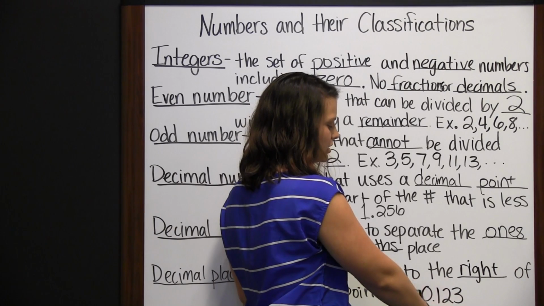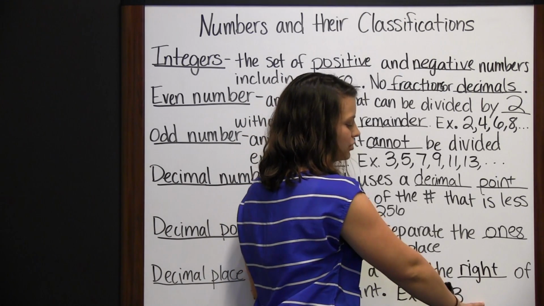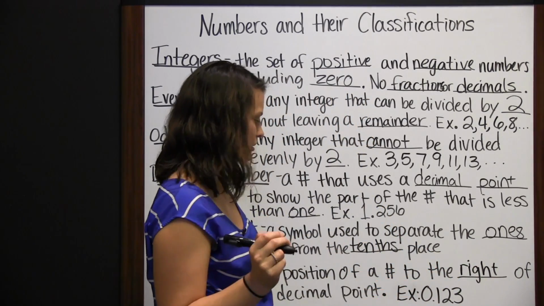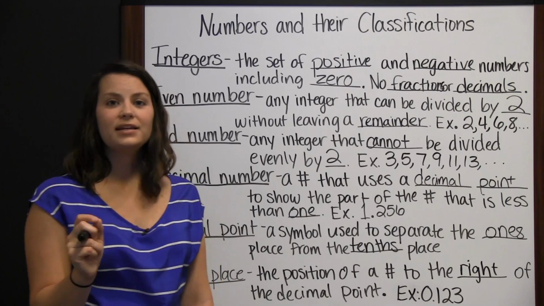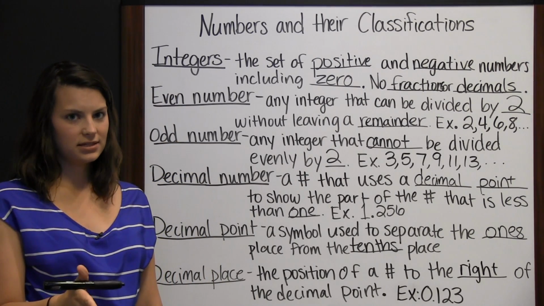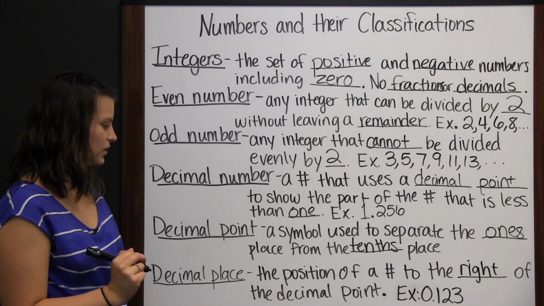And it continues on like that. Tenths, hundredths, thousandths. Next would be 10,000ths, 100,000ths, and so on and so forth. Notice that they all end in a THS. So it's not 10,000, it's 10,000ths because it's decimals.